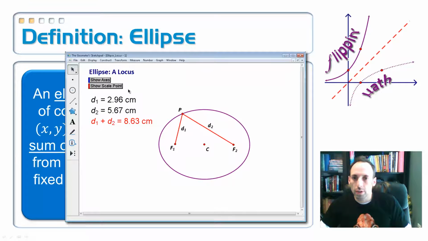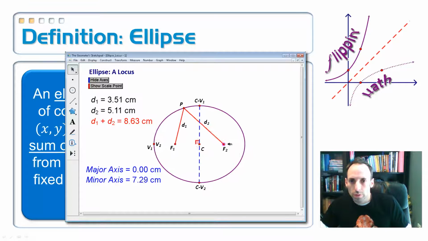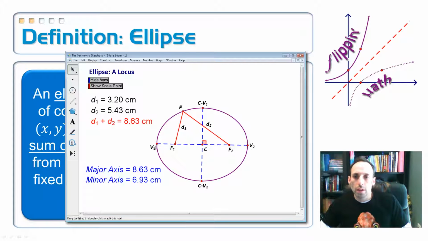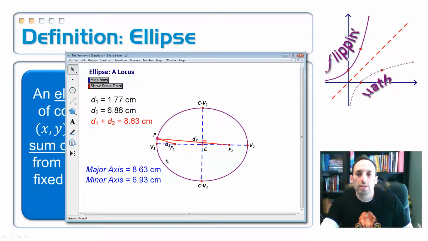Okay, let me get this back over here, and let's put in these axes. There we go. We have both a major axis and a minor axis. Now I'm going to put this point in one key location so that you can see what the sum of D1 plus D2 is equal to. So if I put this pretty close right here, just take a second and try to decide what D1 plus D2 is equal to. Pause it if you need to.